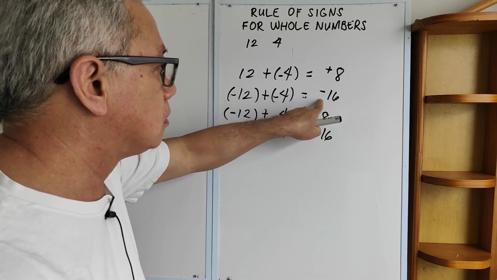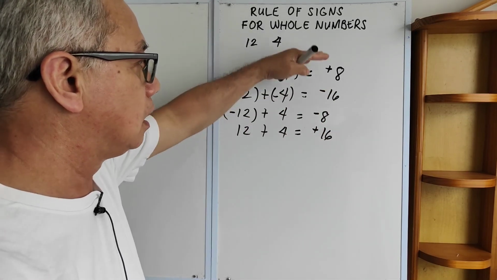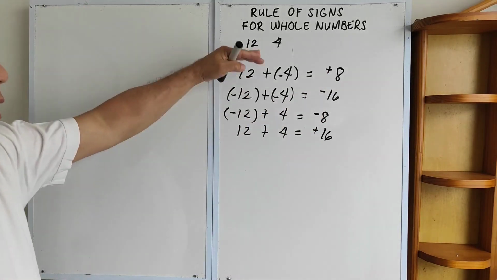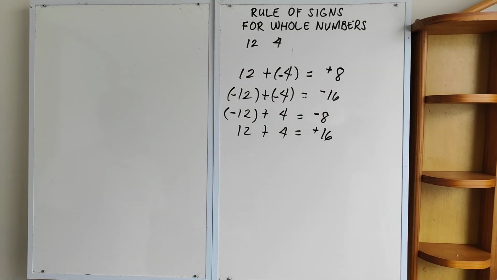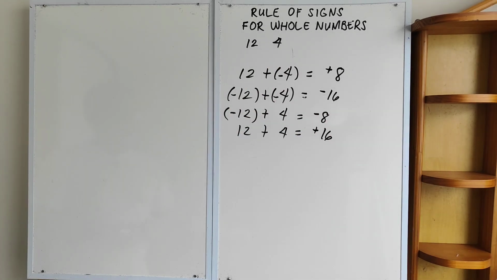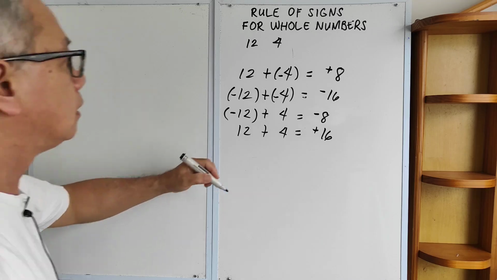Positive 8, negative 16, negative 8, positive 16. None of the numbers are the same, so you can be assured that they are correct. And then we go to subtraction.